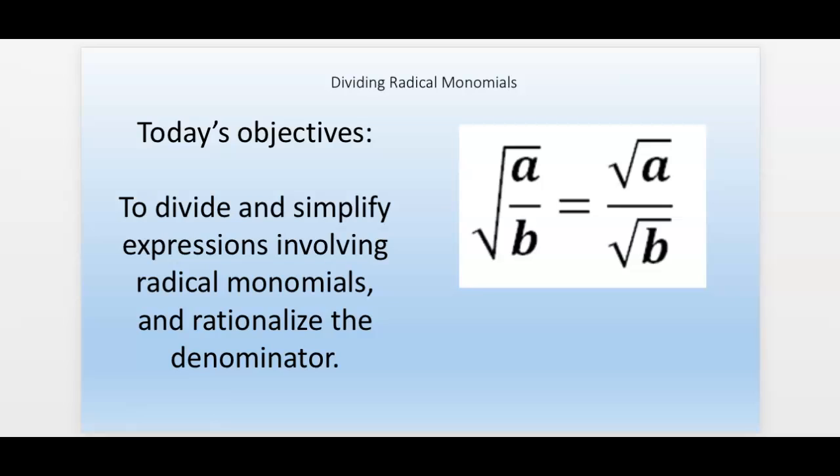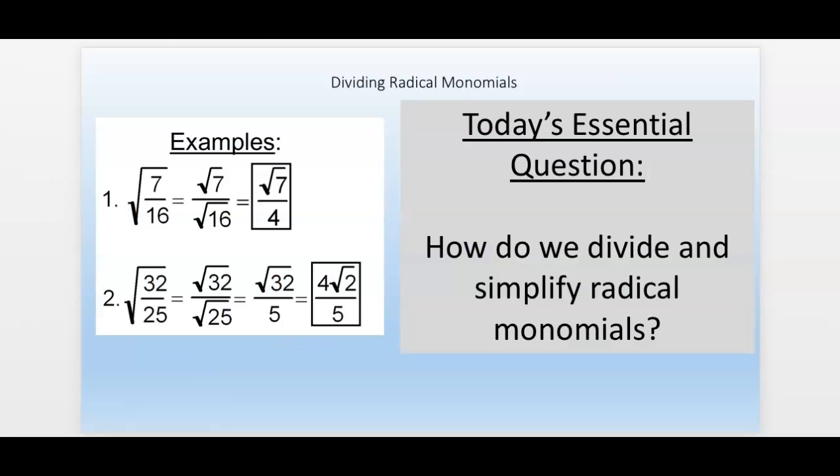All right, today's objective, again, is to divide and simplify expressions involving radical monomials. Guys, basically the hardest part is to rationalize the denominator. That's kind of what the simplifying also includes. Again, today's essential question: how do we divide and simplify radical monomials?